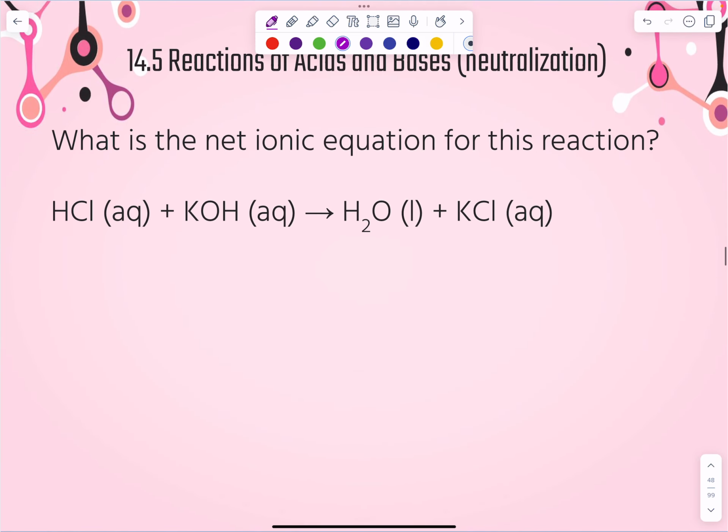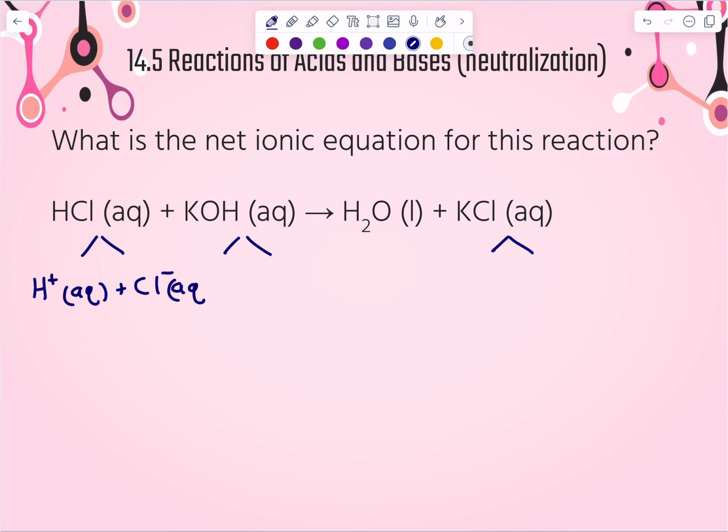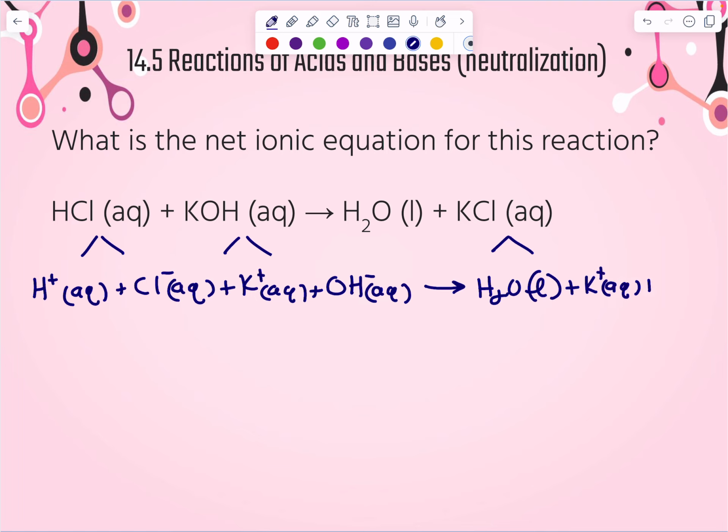So what is the net ionic equation for this reaction? That means we need to remember what net ionic equation means. It means that we're going to split up everything that is aqueous and cross off the ones that are aqueous on both sides. So H plus aqueous and Cl minus aqueous, that dissociates. K plus aqueous and OH minus aqueous, that also dissociates. Does water dissociate? No, because it's not aqueous, it's a liquid. But the potassium chloride dissociates.